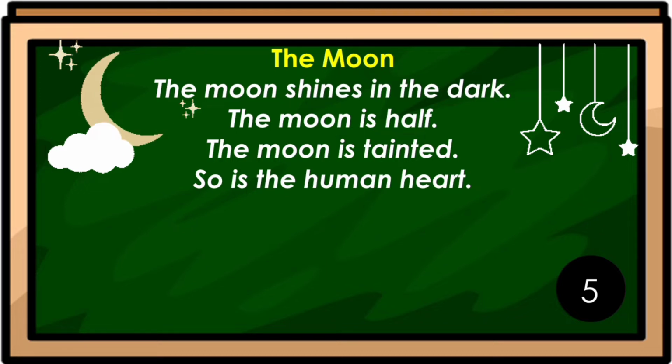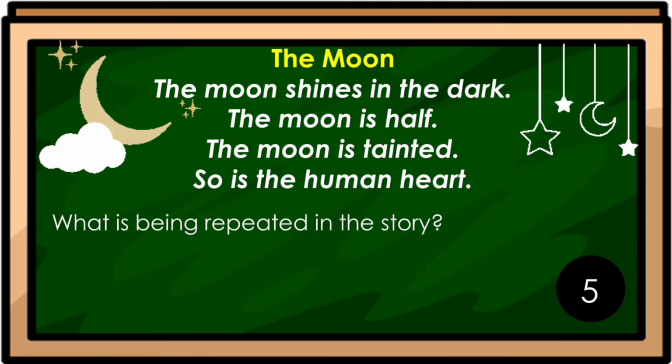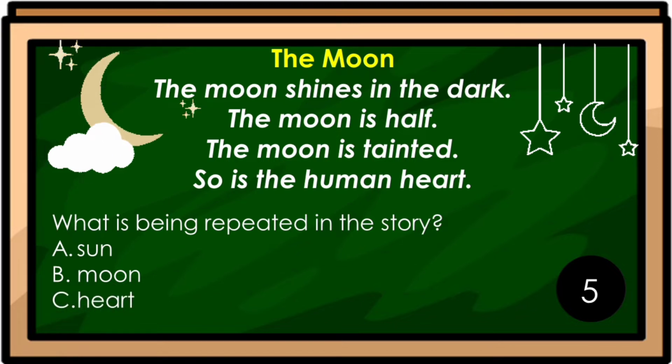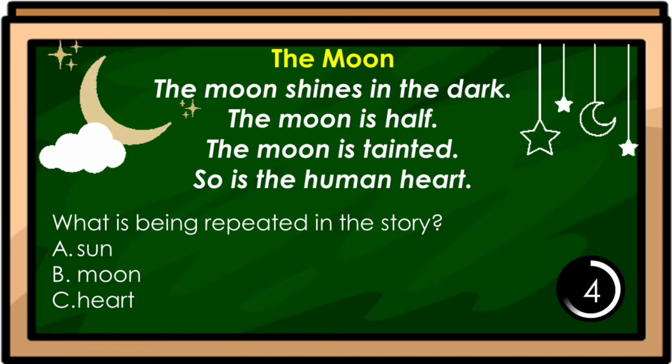Let us have the first question. What is being repeated in the story? Is it A, sun, B, moon, or C, heart? What is your answer? Alright, if your answer is B, moon, you are correct. So the word moon here is being repeated in the story.